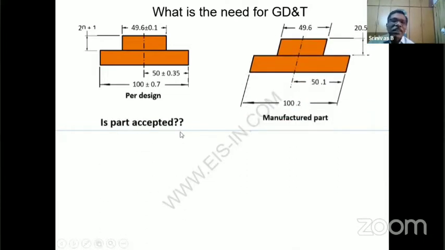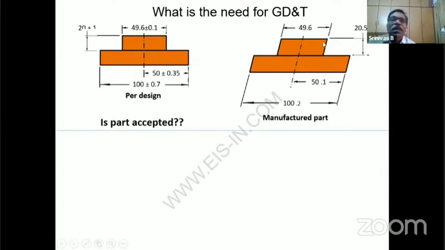Please guess, is the part accepted? I would hold for a few seconds. Guess, is the part accepted? You might be thinking the part is not accepted. Right, but no, sir. The part is accepted. Why? Because 49.6 is exactly at the nominal given in the design.